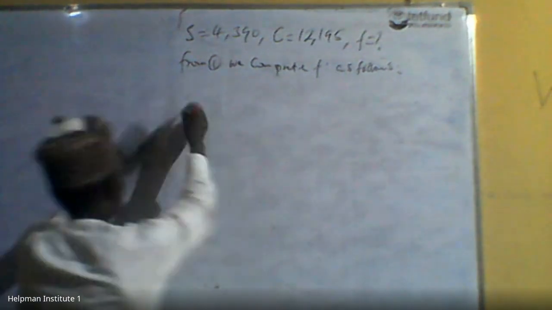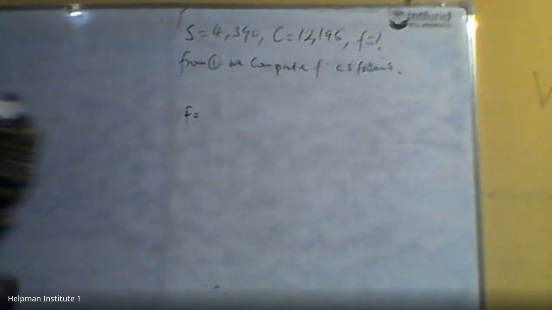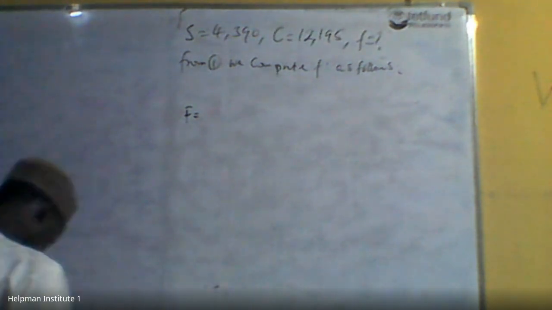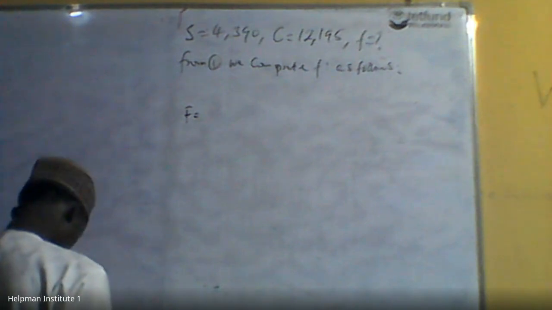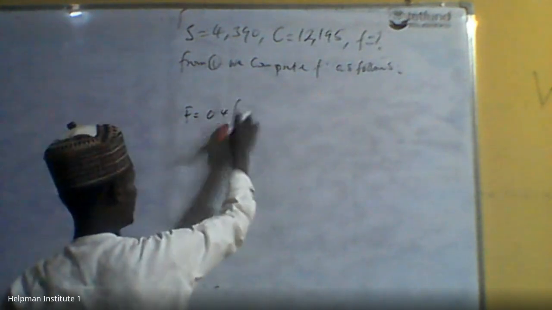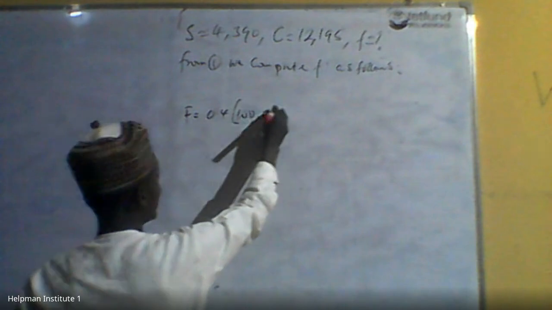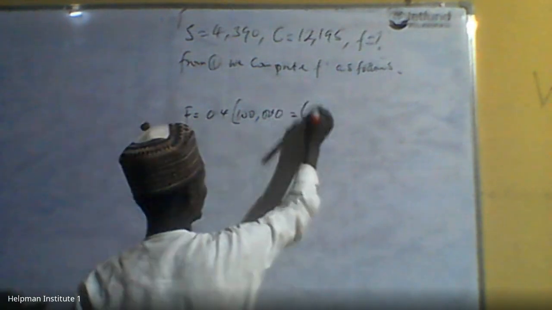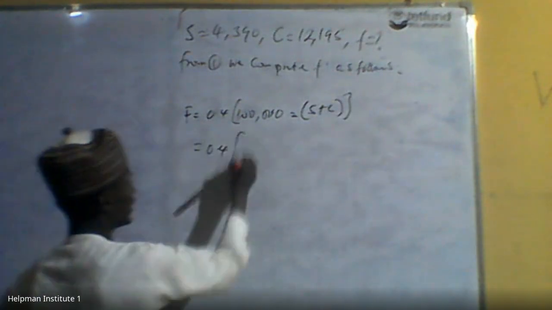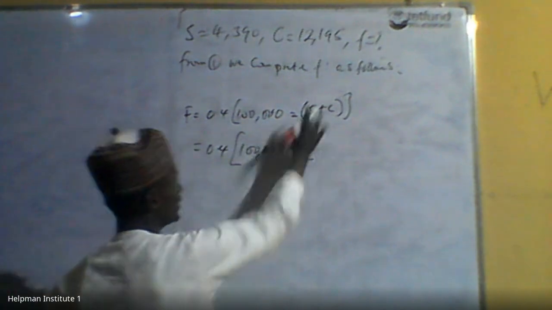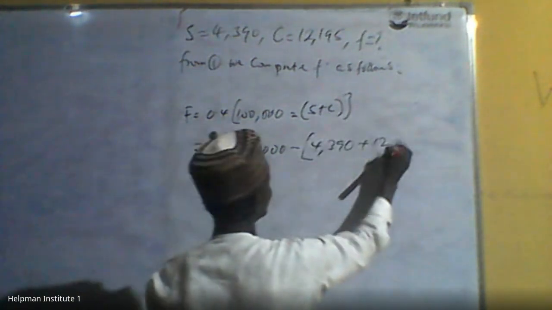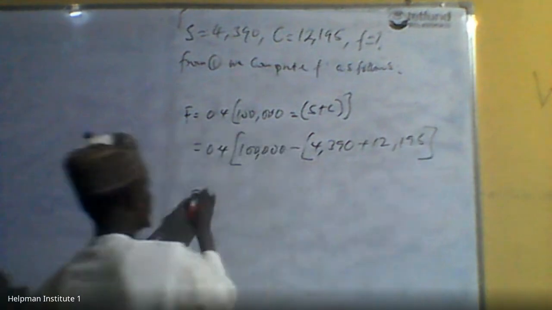But remember that F equals 0.4, that is 40% of the total company income minus the state plus the charitable income. So this equals 0.4 bracket of 100,000 minus what? The state is 4,390 plus the charitable contribution 12,195. So we manipulate this to give us the answer.